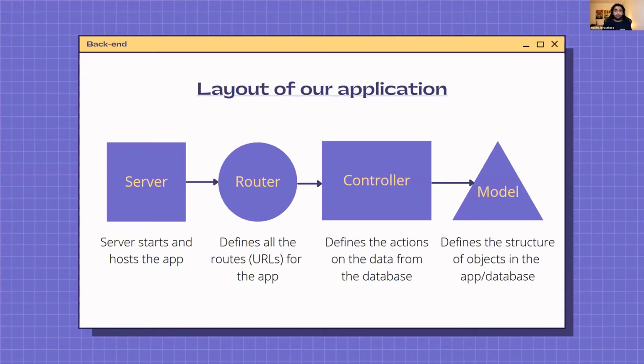We also have the model, and you can think of it as a blueprint of sorts. It defines the structure of objects in the application or database. And in our case, we only have one object, which is our fortune cookies. And we represent that fortune cookie with a model.